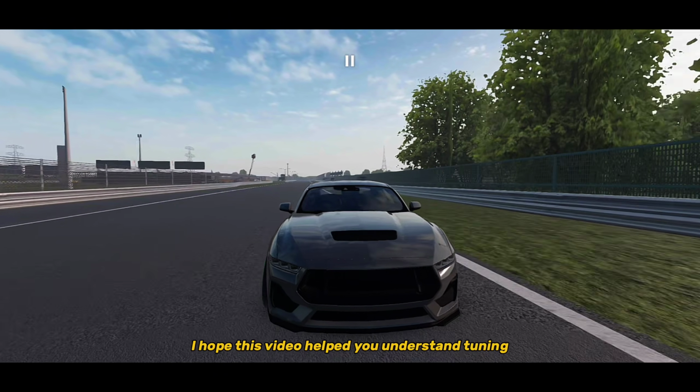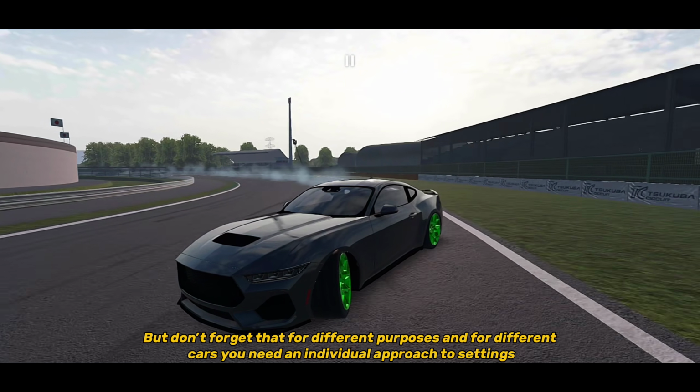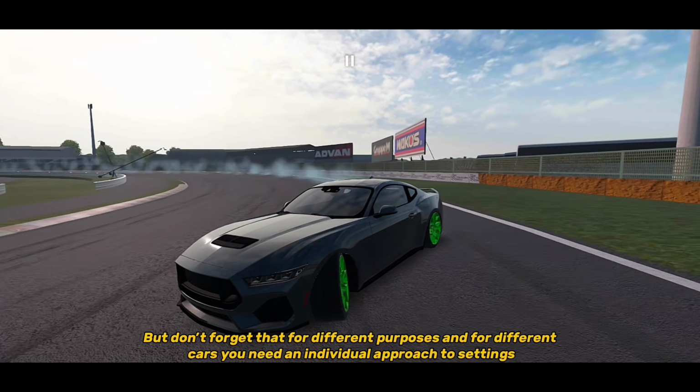I hope this video helped you understand tuning. But don't forget that for different purposes and for different cars, you need an individual approach to settings.